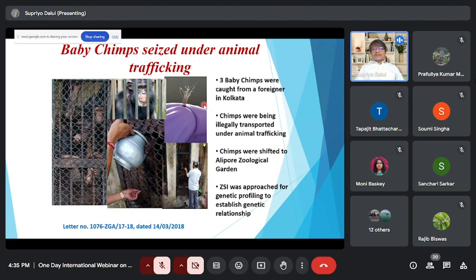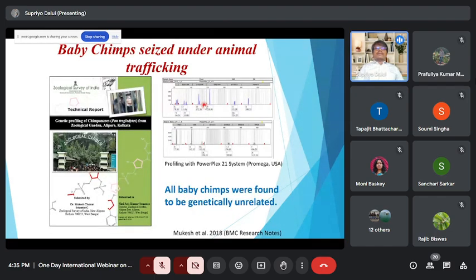So based on our genetic expertise, we did a genetic relatedness test, and we found that all the baby chimps were genetically unrelated. So it is possible that these baby chimpanzees were supplied from different parts of Africa, and a single person was carrying these different chimpanzees from different parts of Africa to supply customers in different places. So this is one interesting case in which we used a genetic technique to solve a wildlife crime.